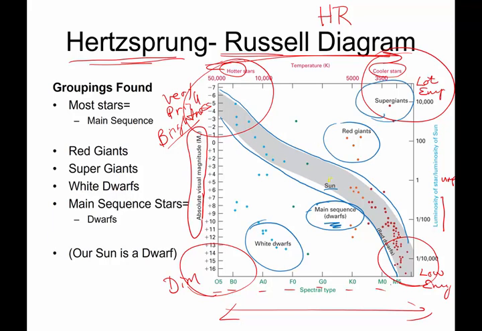And as we go through the life cycle of stars, stars will actually change their position on the HR or Hertzsprung-Russell diagram as they change through different stages of life.